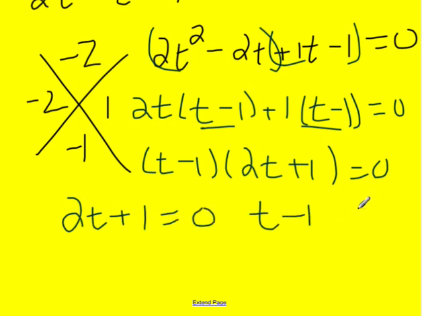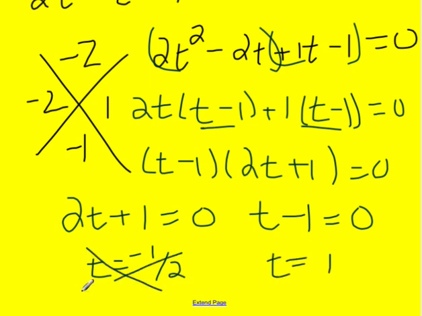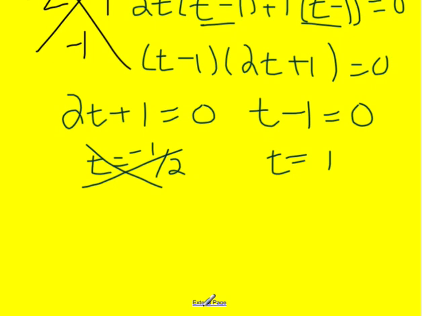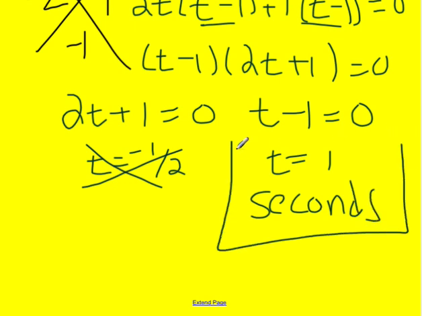So when you solve each of these equations, here you end up getting t is equal to a negative 1/2. Here you end up getting t is equal to 1. Again, the gymnast isn't going to return to the floor after negative time. That doesn't make sense. So our answer is t is equal to 1, and we want to make sure we label it. So she returns to the ground after 1 second.